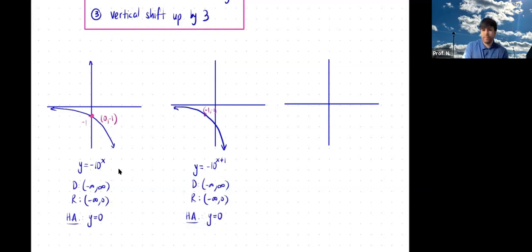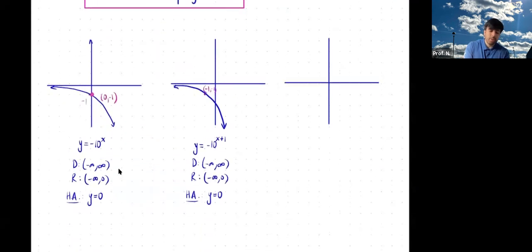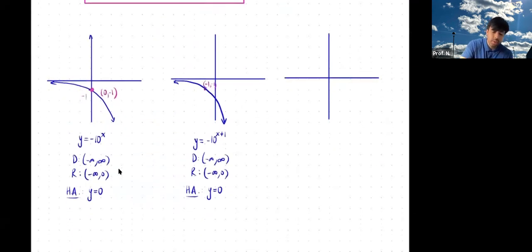Boom. And then one last thing is what? Shift up by 3. So this point, -1, 1, shifts up by 3. So I go 1, 2, 3. So I'm right here. Boom. This is going to be -1, -2. So then what has changed though? What has changed in this case?